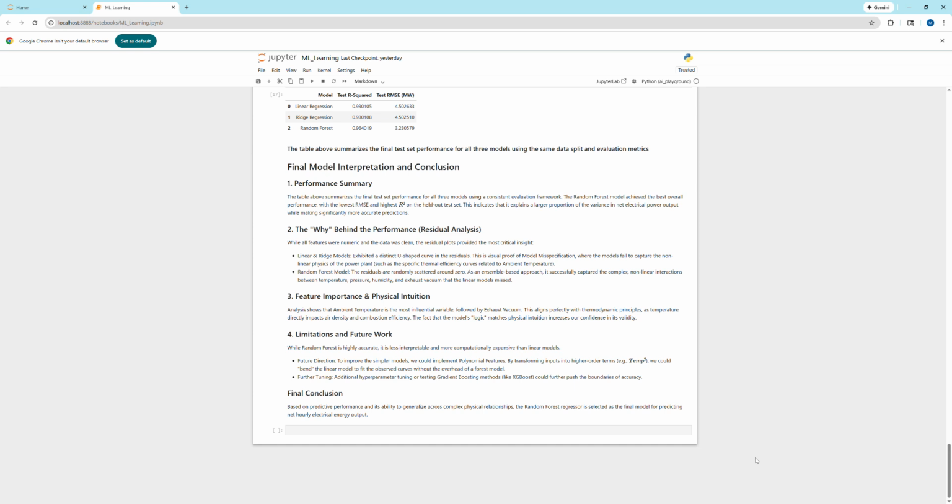Looking ahead, we could look at things to improve our simpler model, like implementing polynomial features by transforming inputs into higher order terms like temperature squared. Then we can bend that linear model to fit observed curves without the overhead of a forest model.